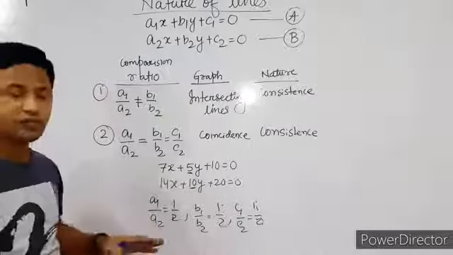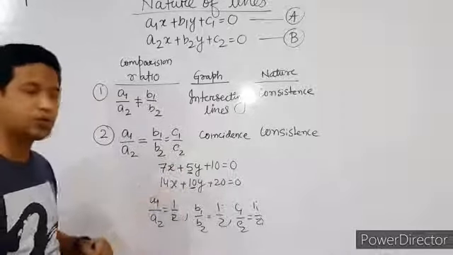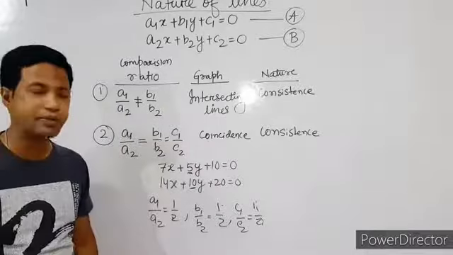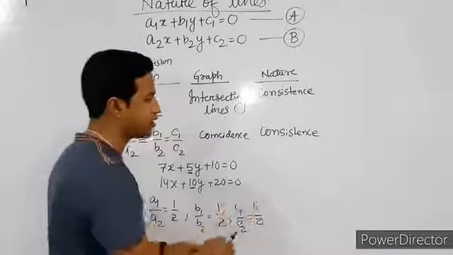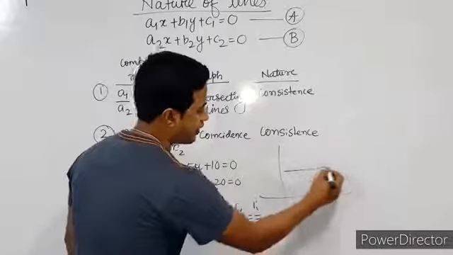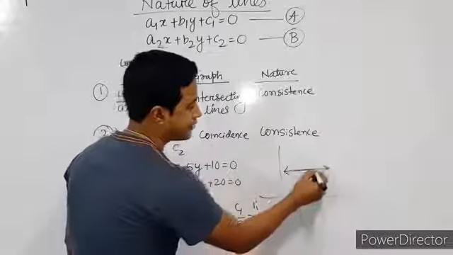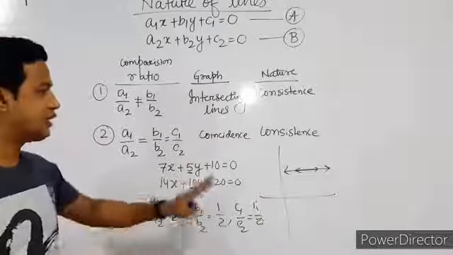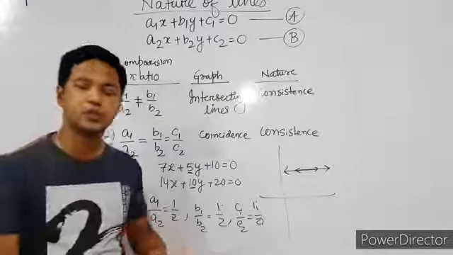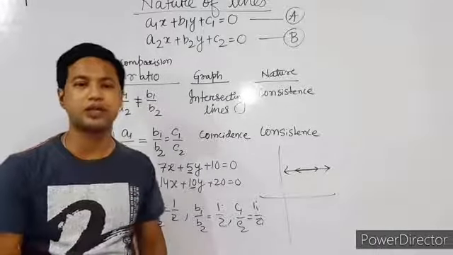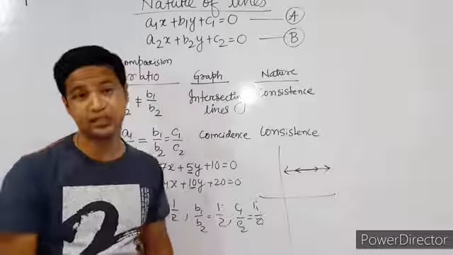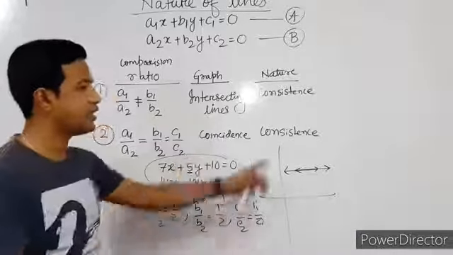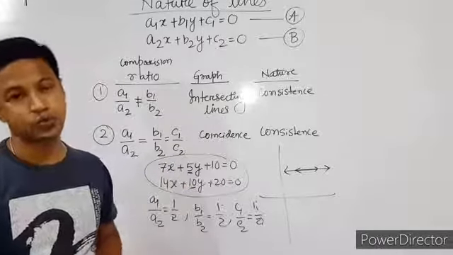It means, first of all, when we compare the ratios, what do we find? That it satisfies the second case. When it satisfies the second case, it means the lines are coincident. When I plot the graph, this is the first graph and this will be the second graph. So from this case, if a1 by a2 is equal to b1 by b2 and is equal to c1 by c2, our graph will be coincident. Coincident means one upon another, and the whole system will be consistent. This is case number 2.